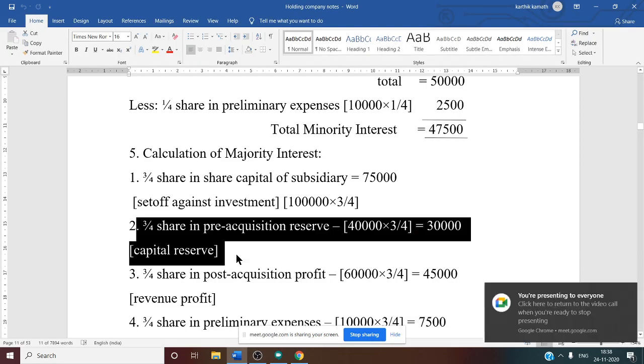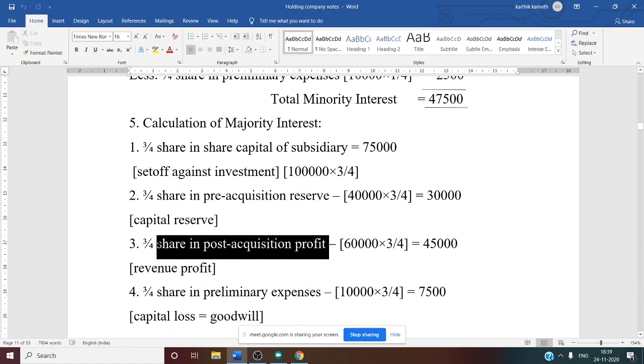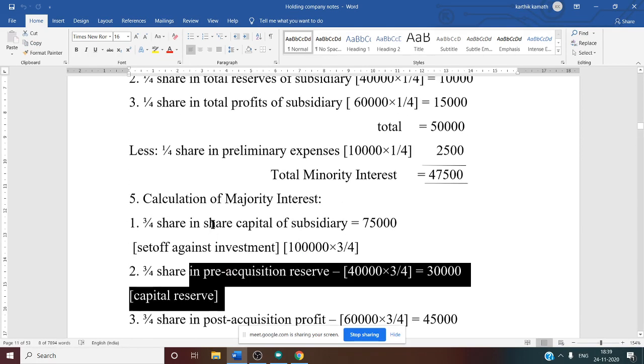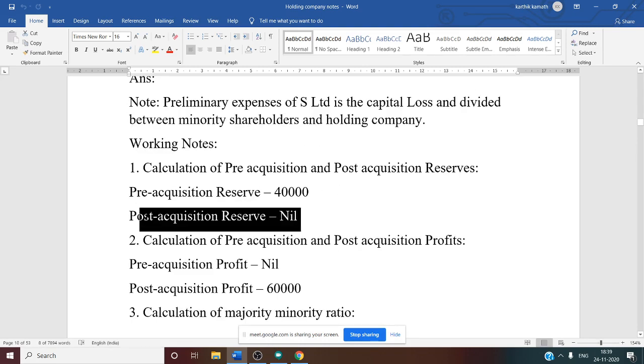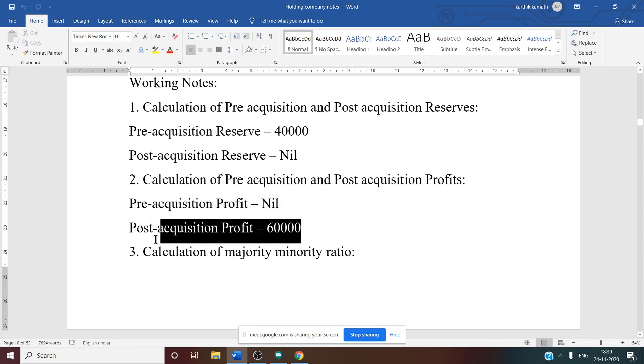So this capital reserve, whenever we are setting off, we have to add. That we will discuss. Then third one, there is a post acquisition profit. In this problem, there is no post acquisition reserve; it is nil. That is why no need of writing post acquisition reserve. And in this problem, there is no pre acquisition profit, so no need of writing pre acquisition profit under majority.